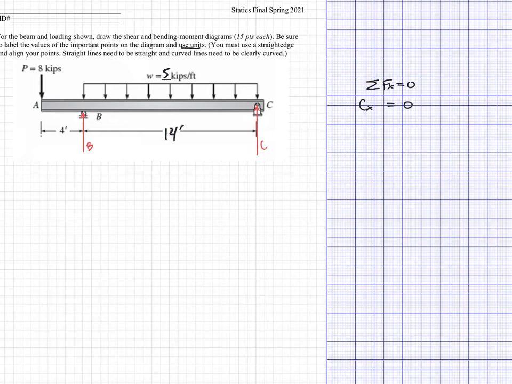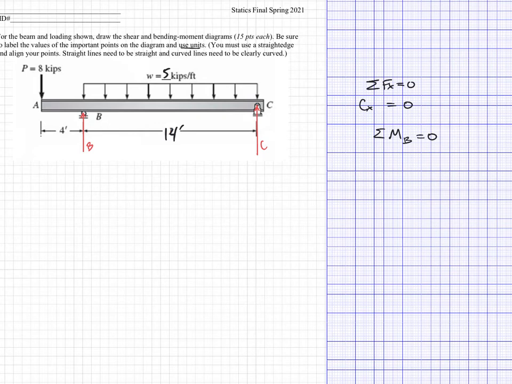I could sum forces in the vertical. However, I think it's pretty clear here that the vertical summation is not going to help me because there are two unknowns. So I'm going to go for the moments first, and I'll do the moments around, I think, B. I can do them around B or C. Either one of those will be ideal.